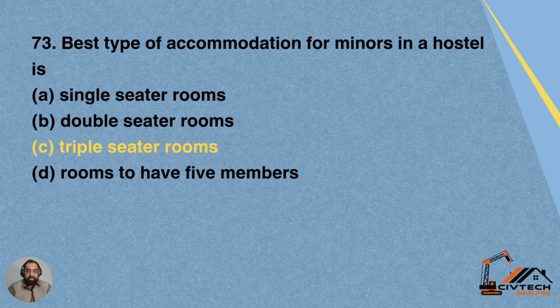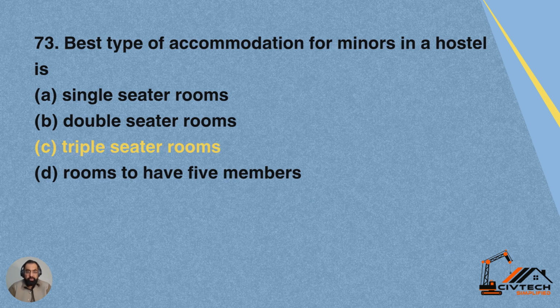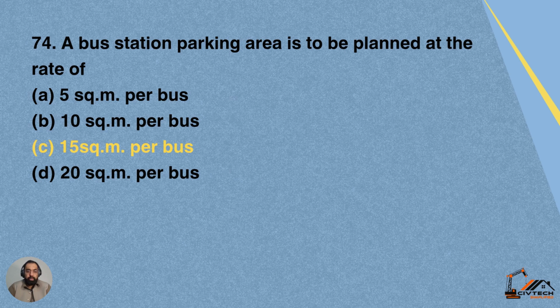Then we have question 73. Best type of accommodation for minors in a hostel is single seater room, double seater room, triple seater room, or rooms to have 5 members. So preferably in hostels for minors, it should be 3 persons accommodated in a room. So it should be a triple seater room. Option C is correct for this question.